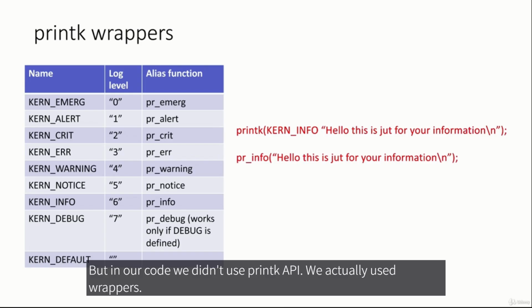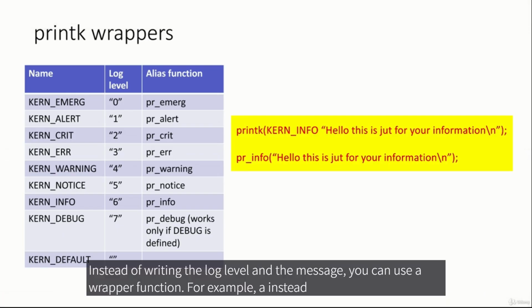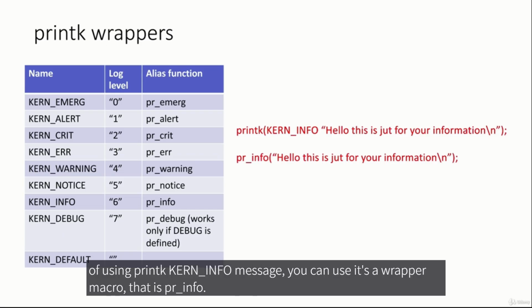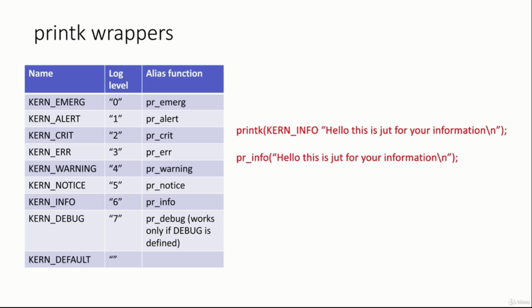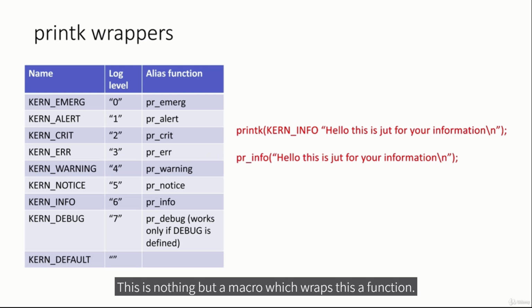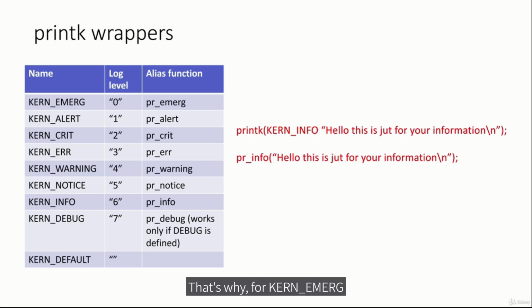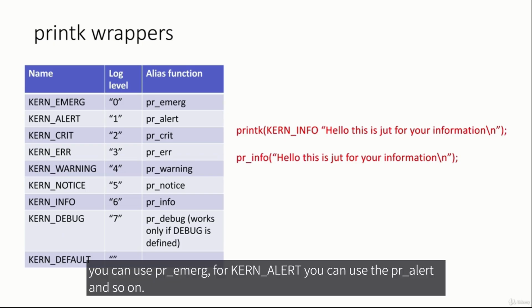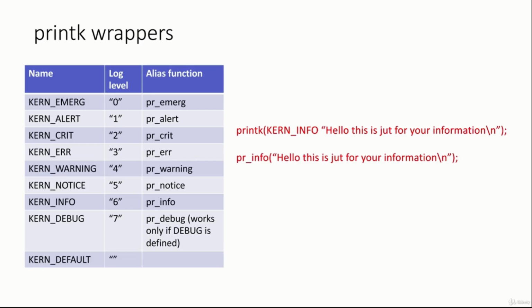We actually used wrappers. Instead of writing the log level and the message, you can use a wrapper function. For example, instead of using printk KERN_INFO message, you can use its wrapper macro, that is pr_info. This is nothing but a macro which wraps this function. That's why for KERN_EMERG, you can use pr_emerg. For KERN_ALERT, you can use pr_alert, and so on.